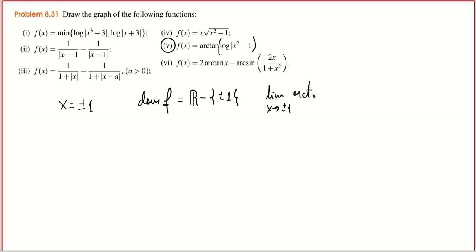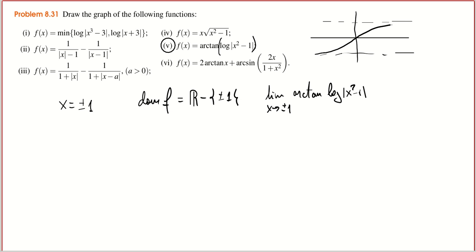In this limit, the argument of the logarithm goes to 0. And when that happens, the logarithm goes to minus infinity. But there's an arctangent here. And the arctangent, remember, is a function that, when the argument goes to plus infinity, approaches the value pi half, and when it goes to minus infinity, approaches the value minus pi half. This is the arctangent of x, all right? So that means that if this goes to minus infinity, then the arctangent goes to minus pi half.